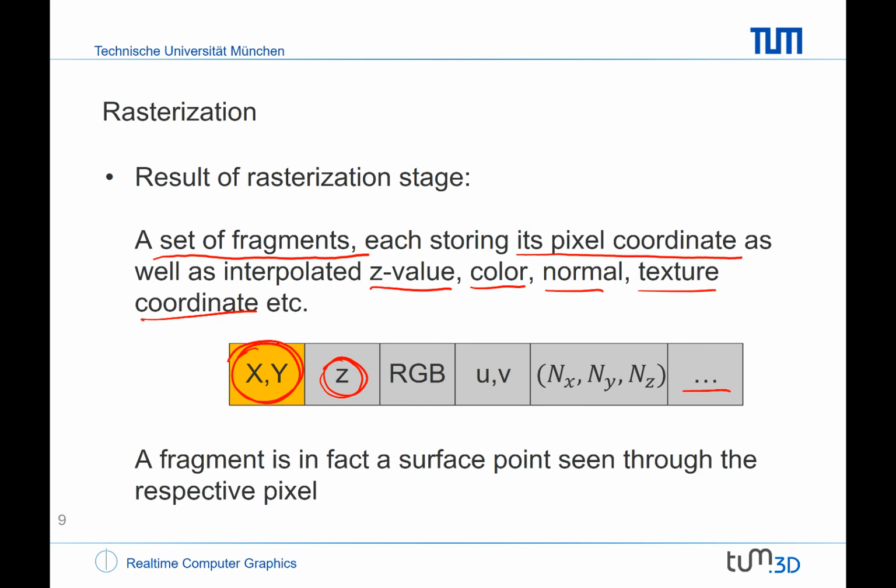Then you can immediately tell me what the world space coordinate of that point is, because you know under which transformations the point has been projected, and you would just have to invert these transformations in order to get the initial location in world space from which that projected point came. And that means that a fragment, in fact, is a surface point seen through the respective pixel.